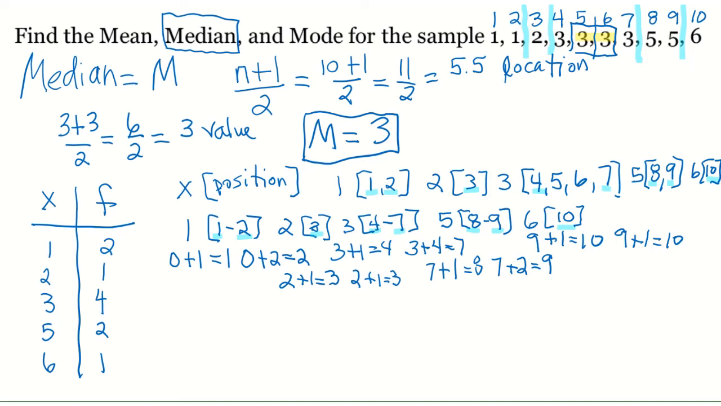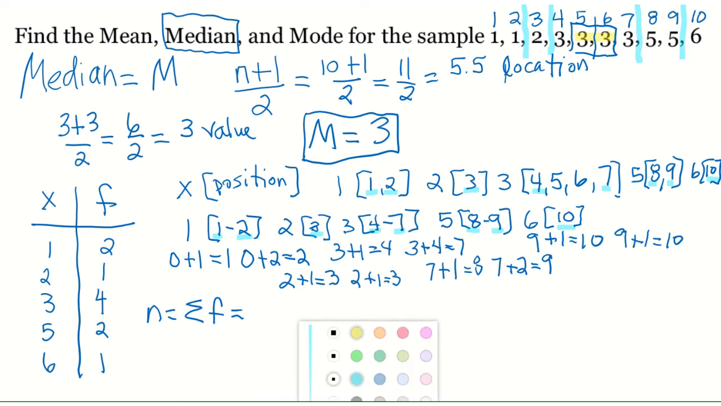And once again, let's say they just gave you the frequency table. Then if I want to find out what n is, my sample size is going to be the summation of the frequencies. So all that is adding up the frequencies.